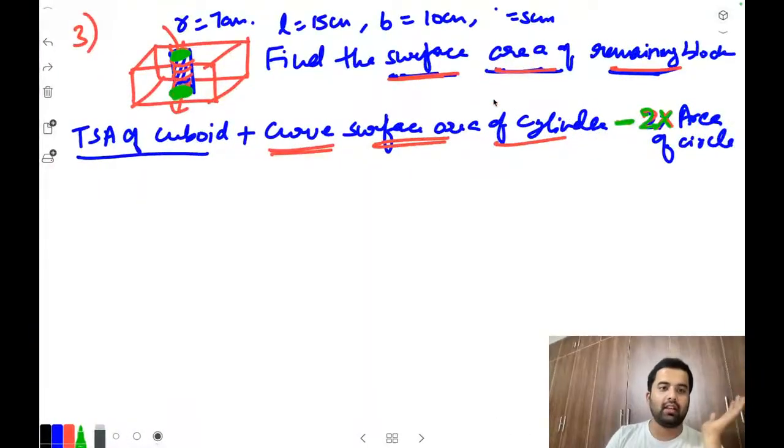First we figure out the TSA of the cuboid. Why did we keep plus here? Imagine you are keeping your finger in this hole. After keeping your finger, a cylinder shape is there, right? You can touch that curved surface area, so that is also included in the surface area of this remaining block. Imagine it. Only the circles are not there, the top circle and the bottom circle.